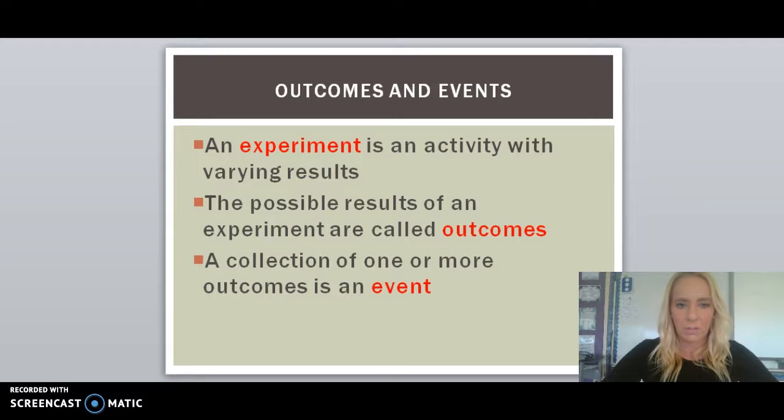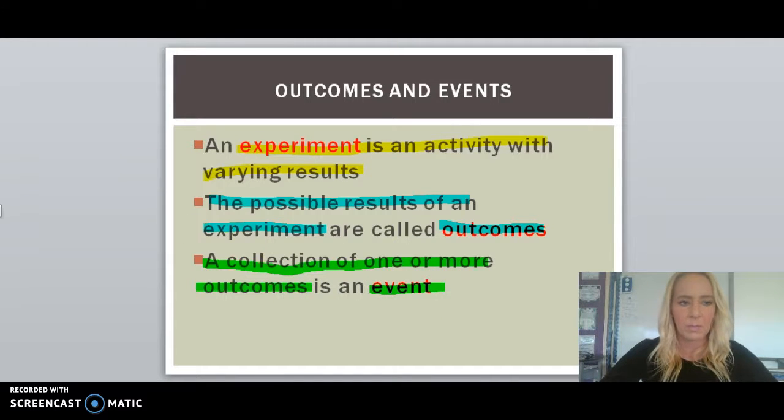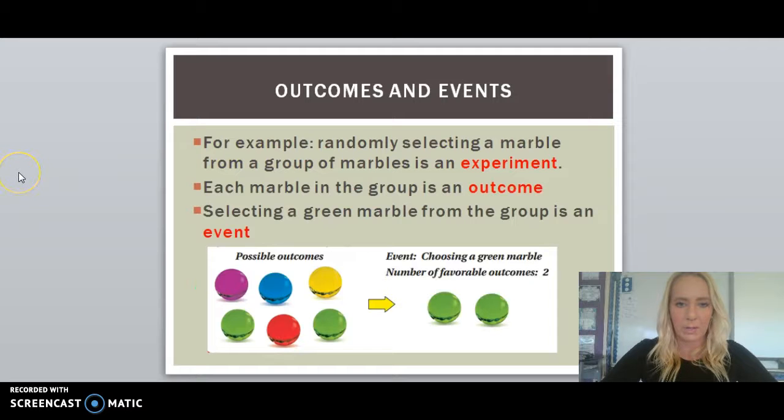We have three terms that are used when talking about experimental probability. The experiment is the activity with varying results. All of the possible results of the experiment are the outcomes. And then the collection of one or more outcomes is what we call the event. So let's look at what that means as far as experimental probability.